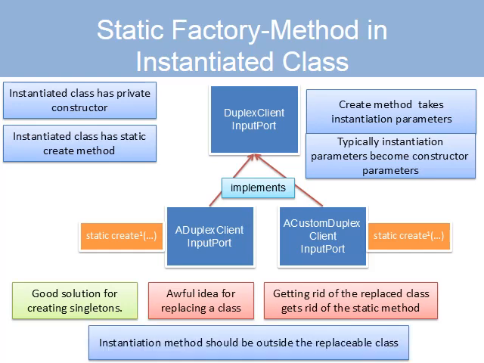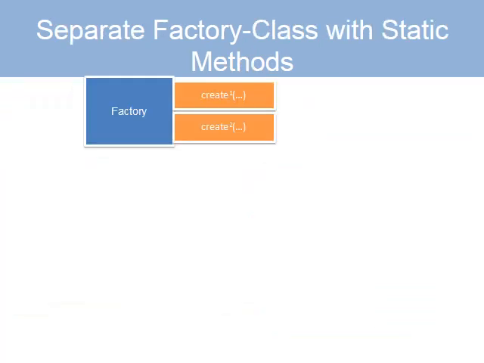So the instantiation method should be outside the replaceable class. That is the model. And we'll have a factory class. Now we're not going to have a factory that instantiates only one kind of class. We've got a separate class, it might go and create a bunch of classes. Now, why might that be useful?